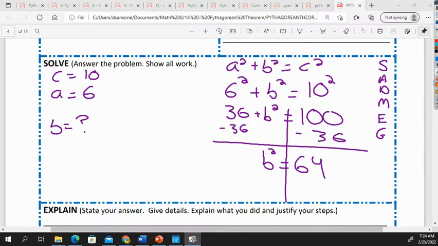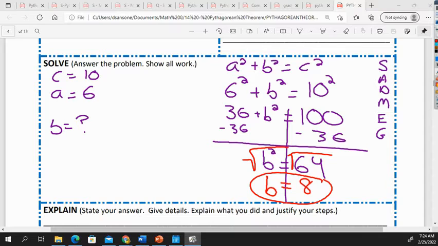And now we're at our final step. And as we learned last class, when we get to this final step, we are trying to do the opposite of whatever is happening to the variable. The variable B is being squared. So what we need to do is the opposite of squaring. Well, the opposite of squaring would be a square root. So I'm going to square root both sides. If we do that, we get left with B equals 8. So that's going to be our answer.